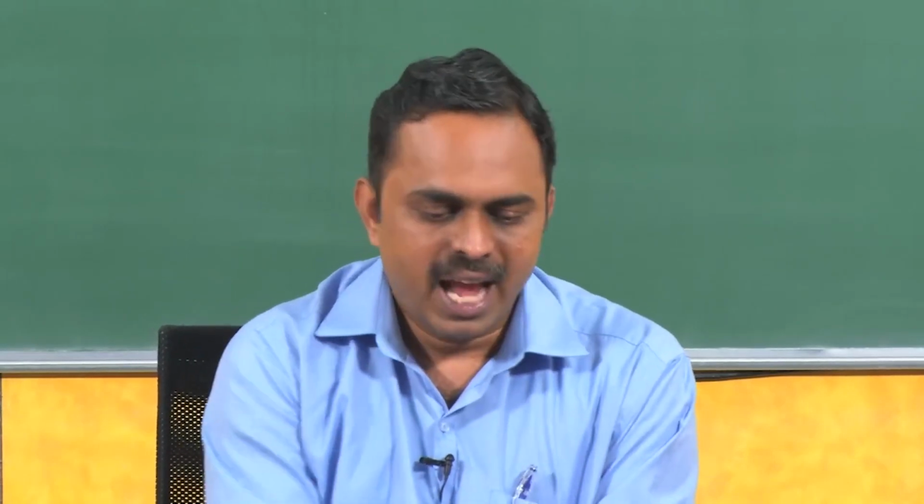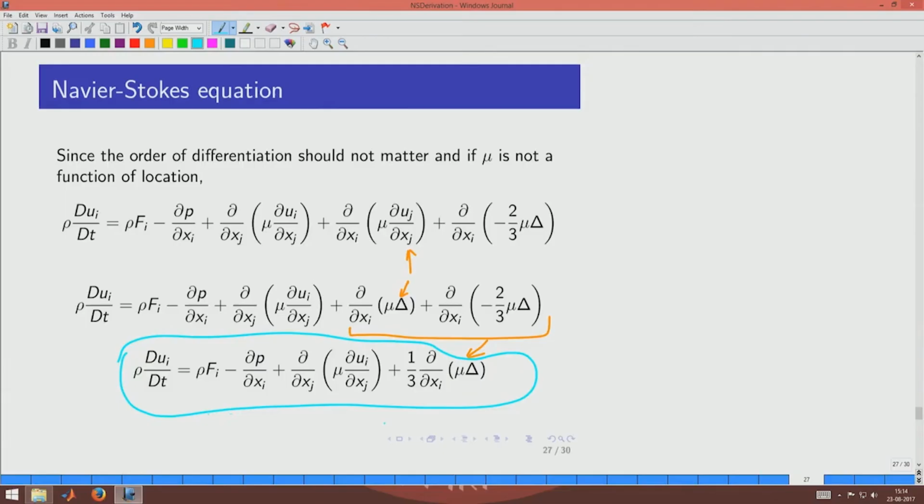The 1 by 3 is coming because of the Stokes assumption and the trace of the delta being 3, etc. That is how this term is coming, and this statement is nothing but Newton's second law applied to a control volume. So, this equation is what is worth remembering. This is referred to as the NS equation.